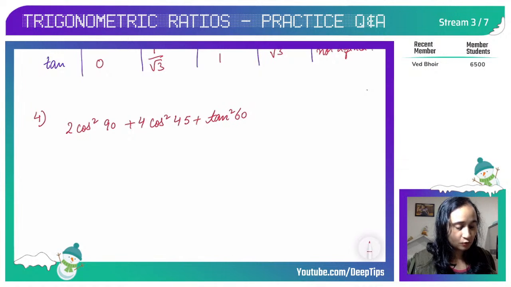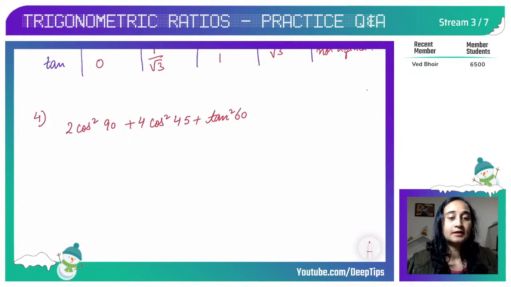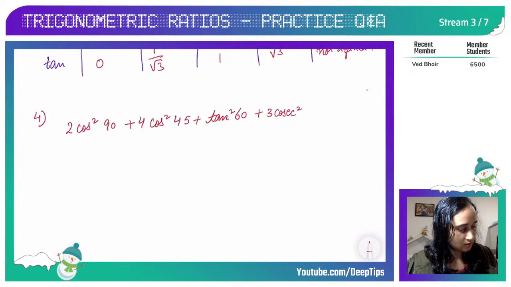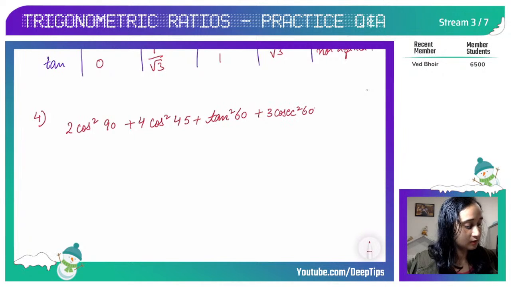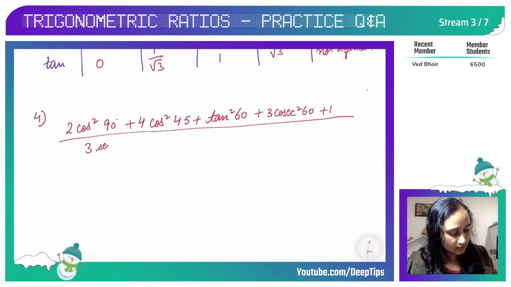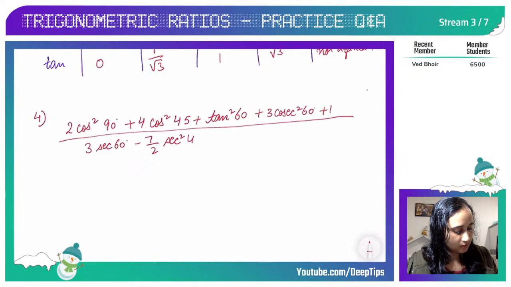Okay, so I'm here with question number 4, which is a big question, and it came for 4 marks in CBSE. The question is something like this, as you can read on my screen. It's a very big question: 2 cos square 90 degree plus 4 cos square 45 degree plus tan square 60 degree plus 3 cosecant square 60 degree plus 1 upon 3 secant 60 degree minus 7 by 2 secant square 45 degree plus 2 cosecant 30 degree minus 1.